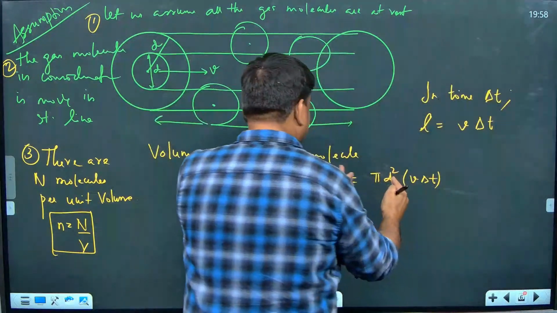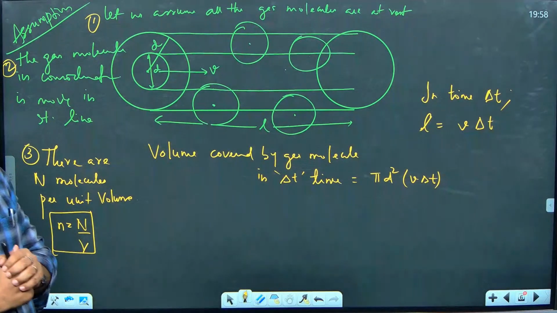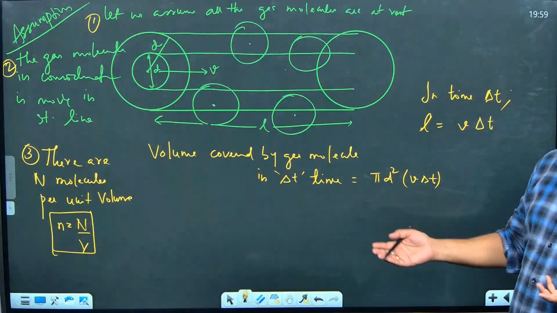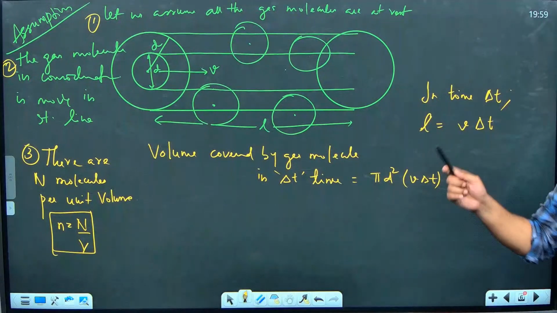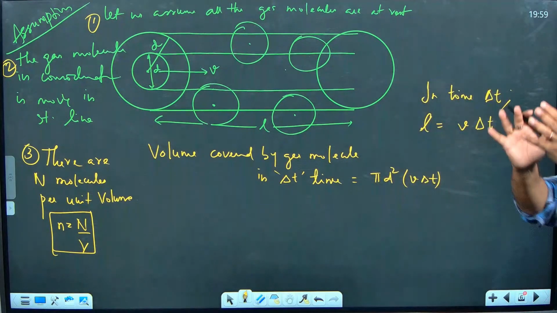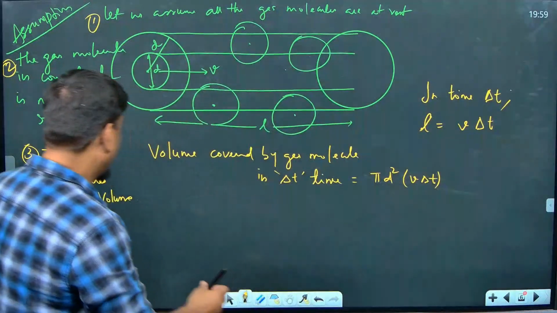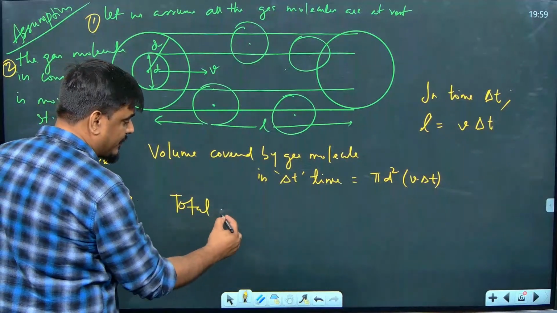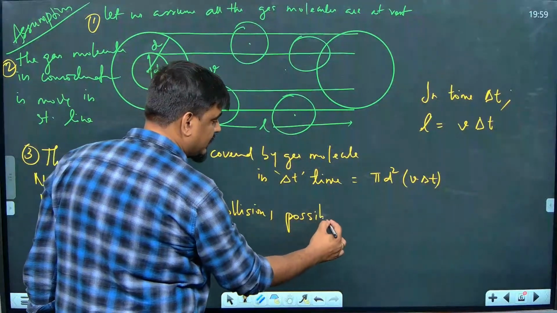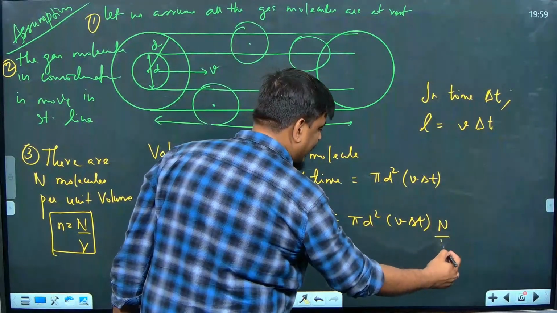Tell me, if the total volume is pi d square v delta t, and the number of molecules per unit volume is N by V, then how many collisions are possible? You have to multiply with the volume, no? How much volume is there? If the volume is big, then more collisions are possible. If the volume is small, fewer collisions are possible. So, the total number of collisions possible will become equal to pi d square v delta t into N by V. Do you agree?